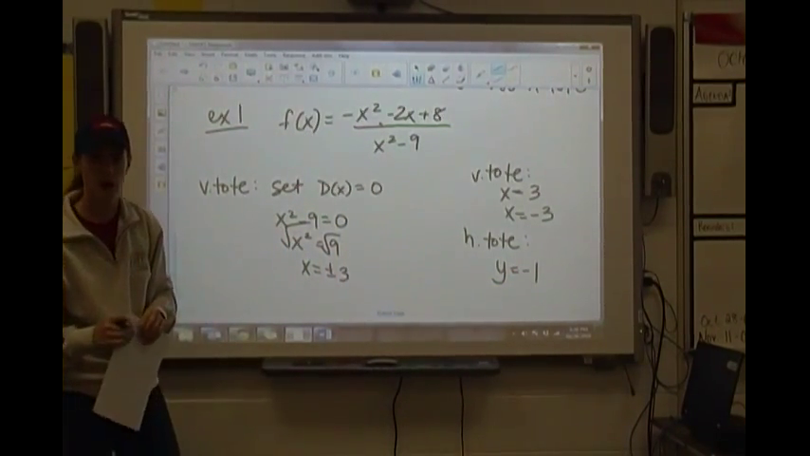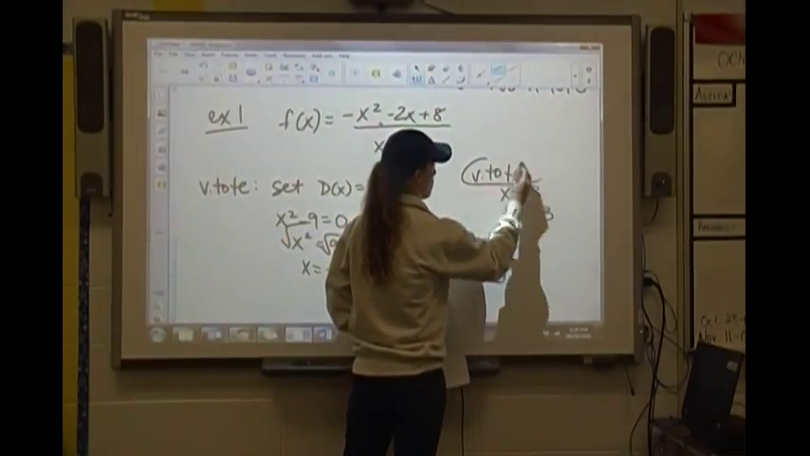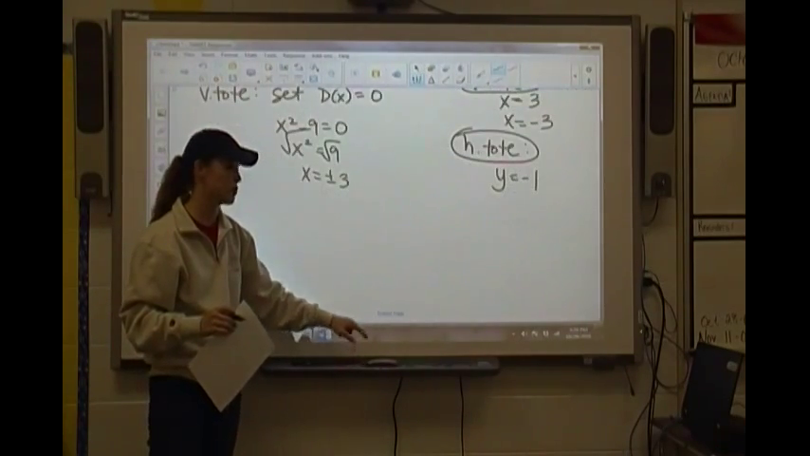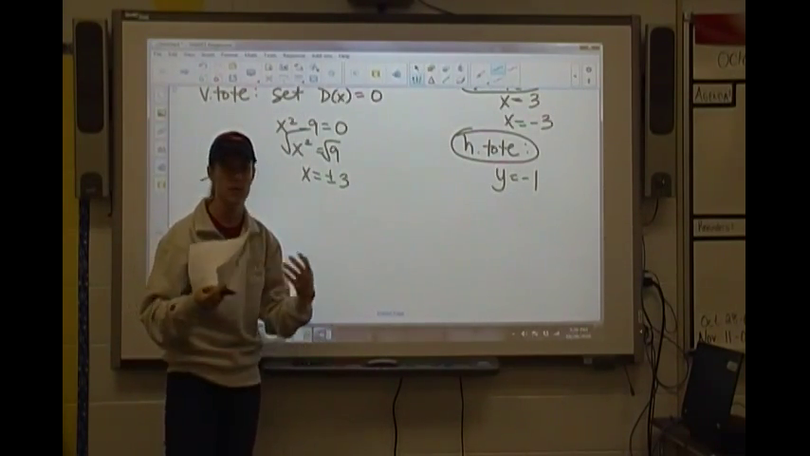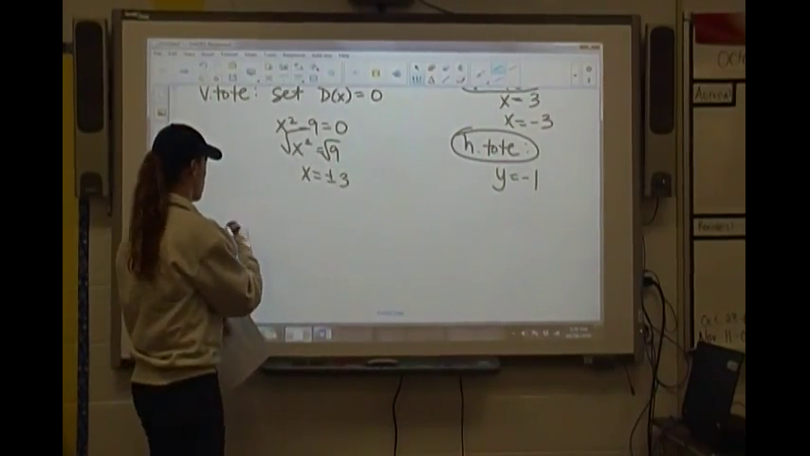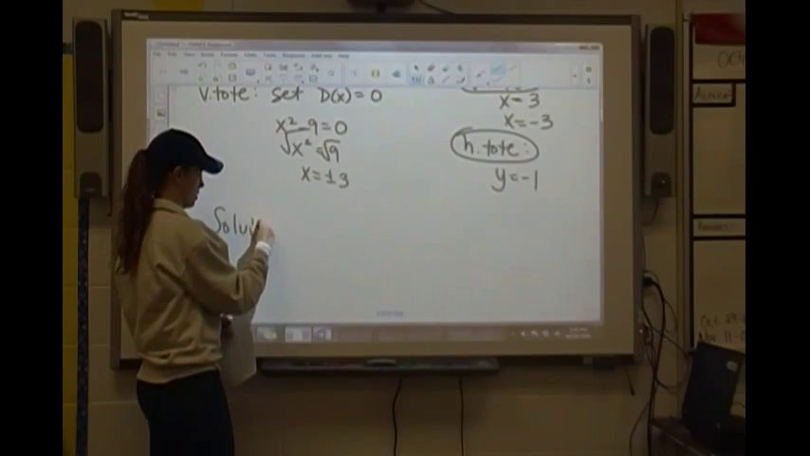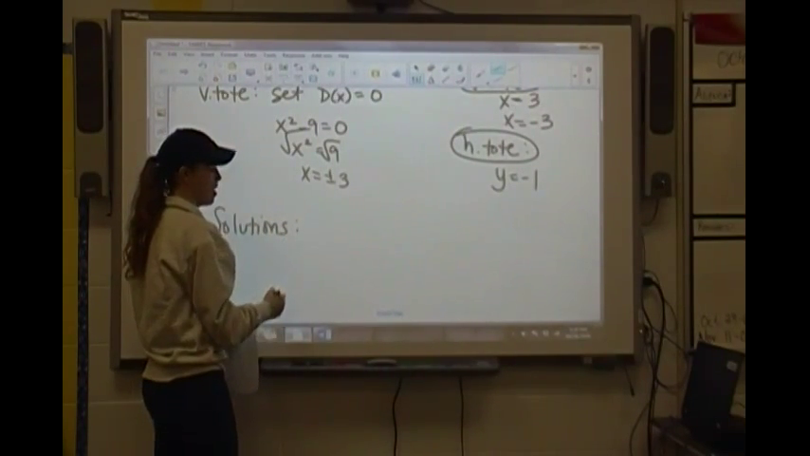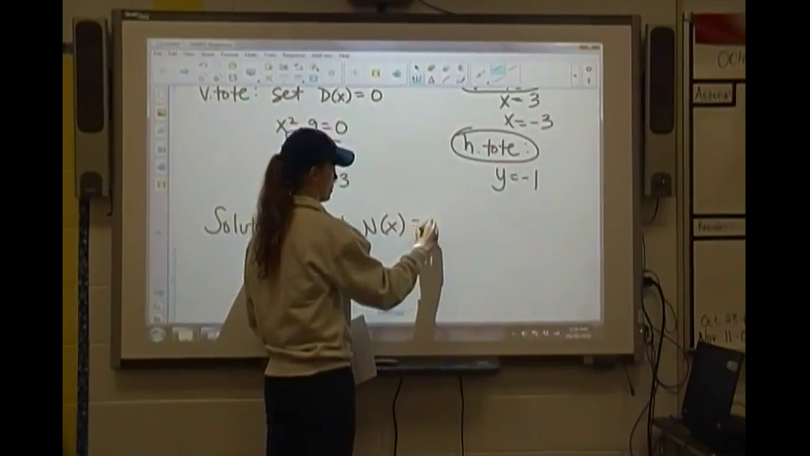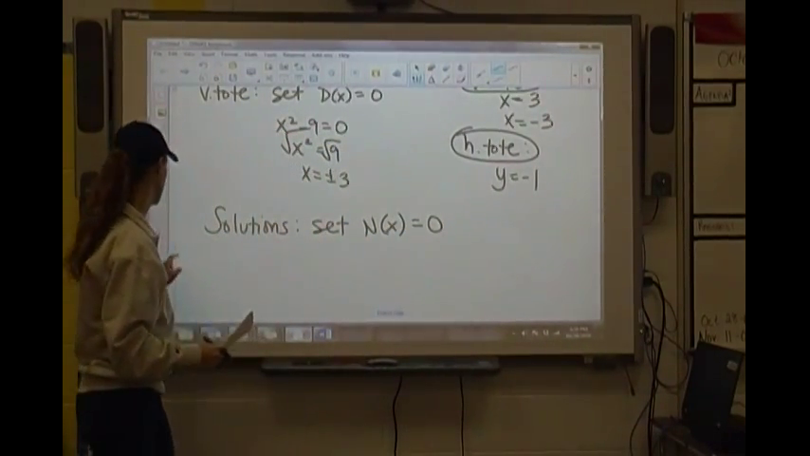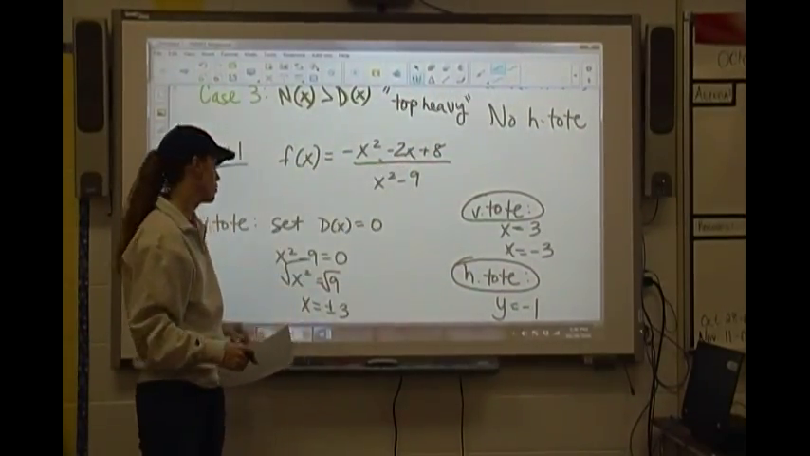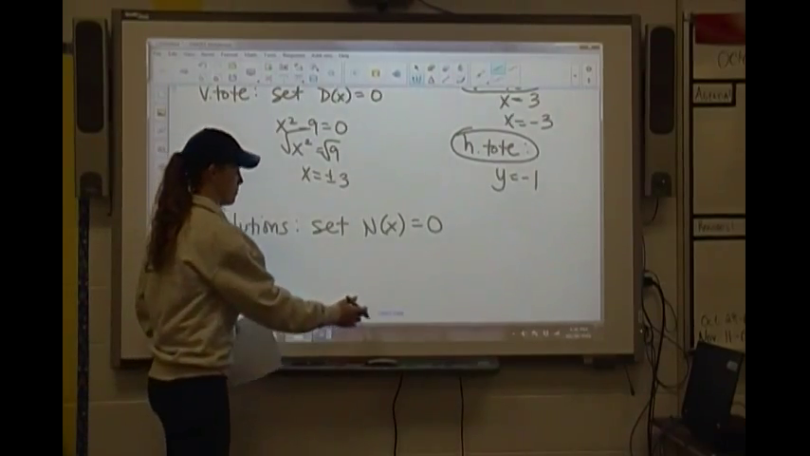The next thing we need to find are the solutions. We've already found our vertical asymptotes and our horizontal asymptote, but we haven't talked about the solutions yet. The solutions are the same thing as zeros, which are the same thing as x-intercepts. So it's where our graph crosses the x-axis. You find the solutions of a rational function by setting the numerator equal to 0. Our numerator here was negative x squared minus 2x plus 8, so we are going to set that equal to 0 and solve.